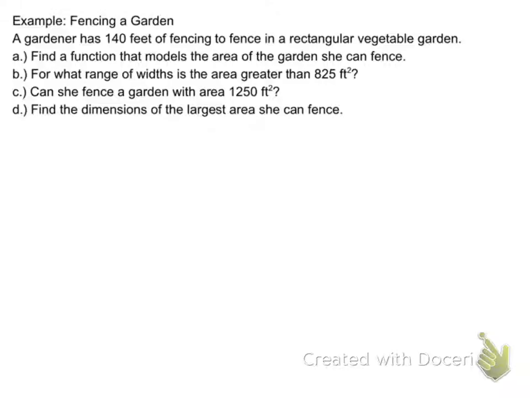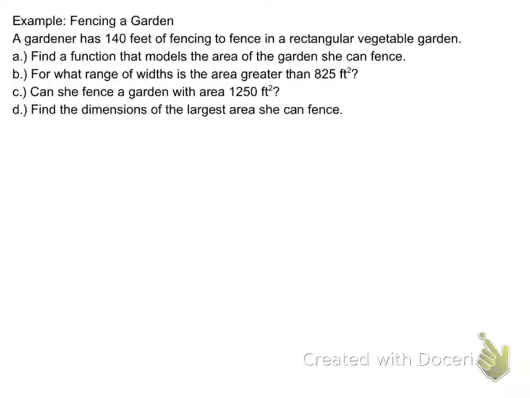Part A, give me a model for the area. Part B, for what range of widths can the area be greater than, so we have to have an inequality going on. Part C, can she even have a garden that has an area of 1,250 feet? And then part D, we're going to maximize this. What are the dimensions of the largest area of fencing in area? It doesn't tell me what is the largest area. Because I think if you solve part D first to find what's the largest area she could have, then in part C, you would already know the answer to that.